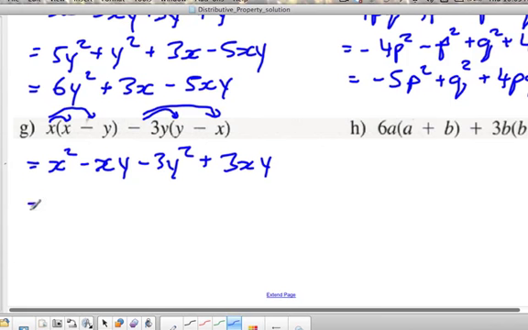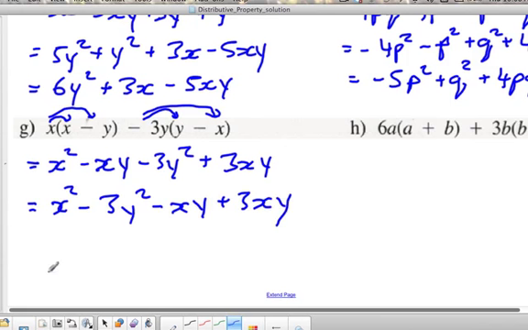So we'll collect the like terms. I'll put the x squared term first, minus 3y squared, subtract xy, plus 3xy. And the only terms we can add here are the negative xy and the plus 3xy. So this is x squared minus 3y squared plus 2xy.